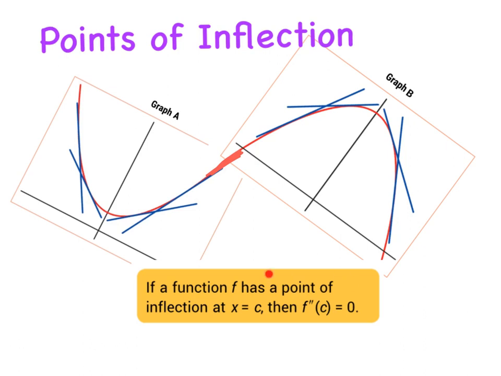And if a function has a point of inflection, then f double prime, or f double dash of c, or as we know it, d2y dx squared, will be equal to 0. Okay, so that's if it has a point of inflection. So let's maybe look at a diagram now where we have a selection of these points.